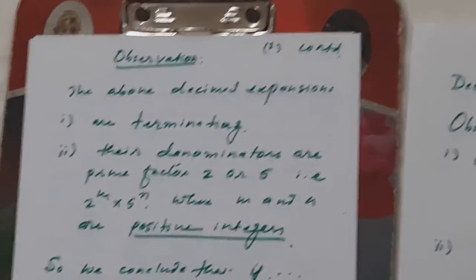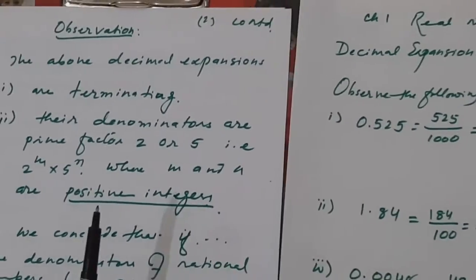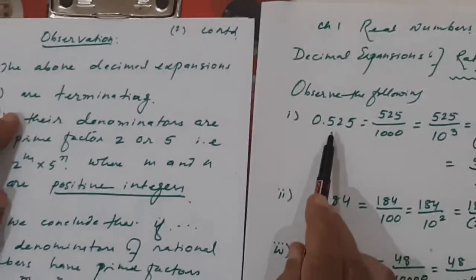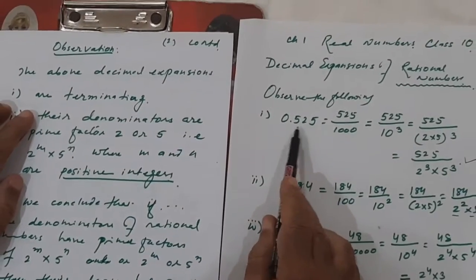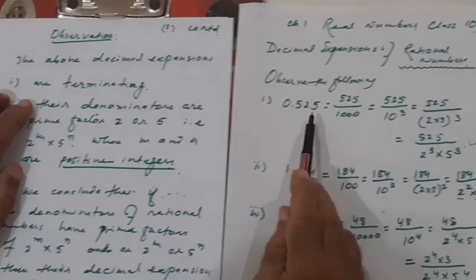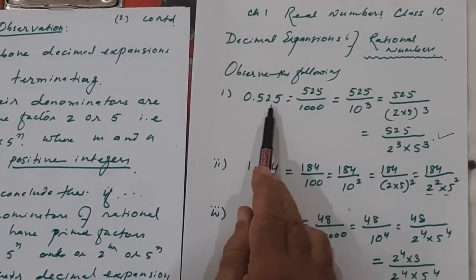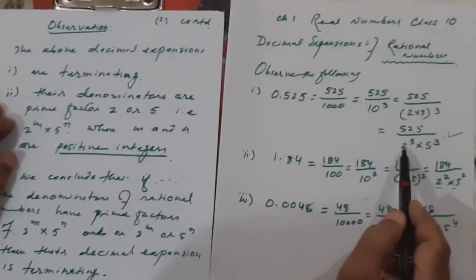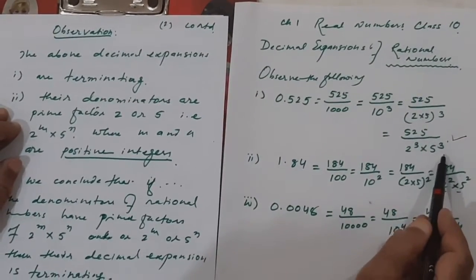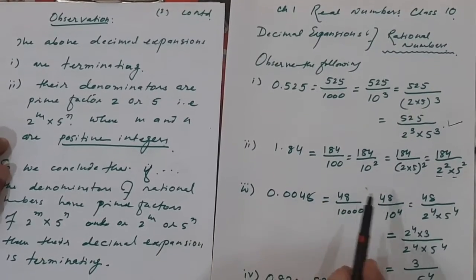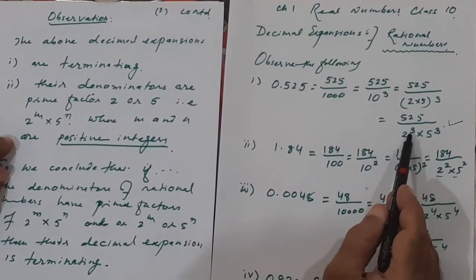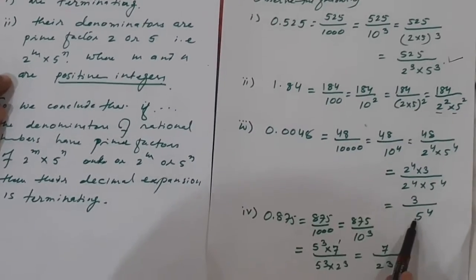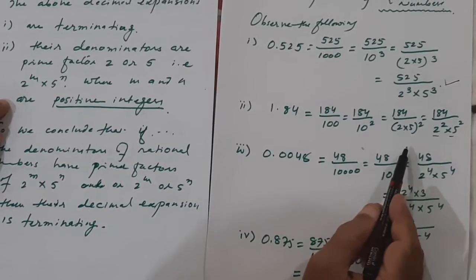So now let us understand what we have done in these examples. You see that these decimals are in the terminating form. All the 4 examples I have taken, the decimal expansions of the rational numbers are terminating. Second, their denominators have the factors either 2, 5 or both. That is the second point. And these powers, here 2 raised to 3, 5 raised to 3, and here 2 raised to 4, 5 raised to 4, are positive integers.